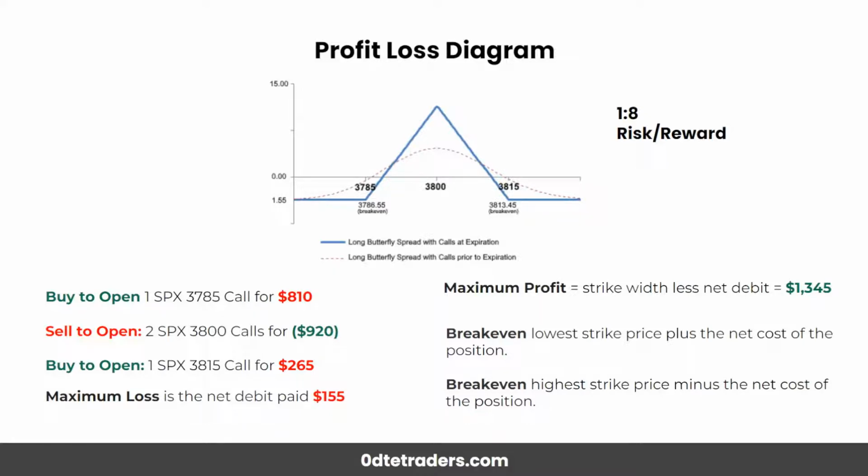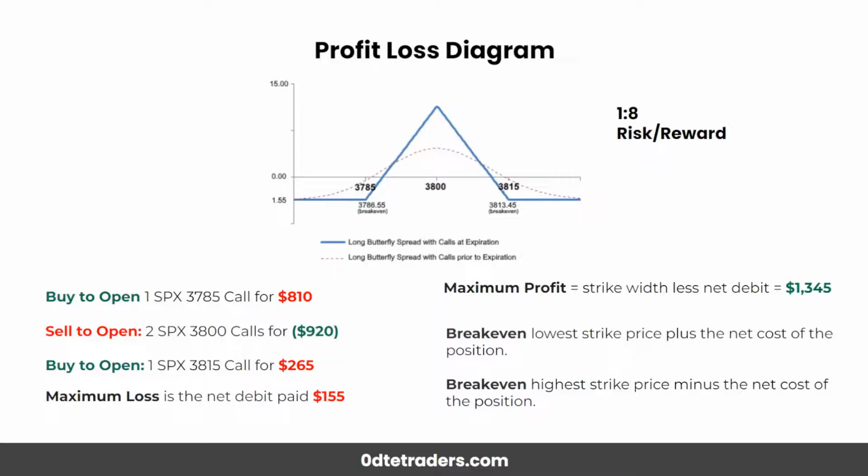In other words, the profit zone is in between the 2 long strikes, with the maximum profit realized if the underlying asset is equal to the short strike price at expiration. In this example, to realize maximum profit, we want the SPX to close at 3,800.